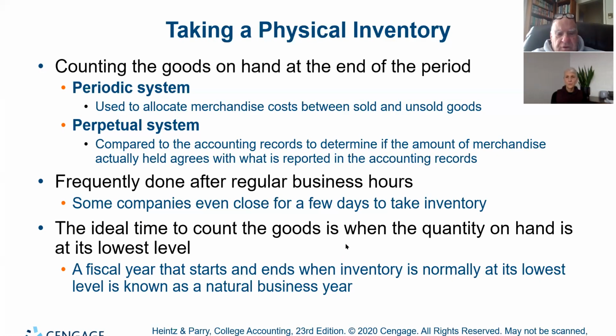And we know what a fiscal year is. It starts and ends when inventory is normally at its lowest level, known as a natural business year. A fiscal year that starts and ends when inventory is normally at its lowest level. I'm not sure I've seen that. Typically, a calendar year is normal, right? Fiscal year, as you know, can be anything. Like I said, department stores tend to want to close the fiscal year at the end of February.